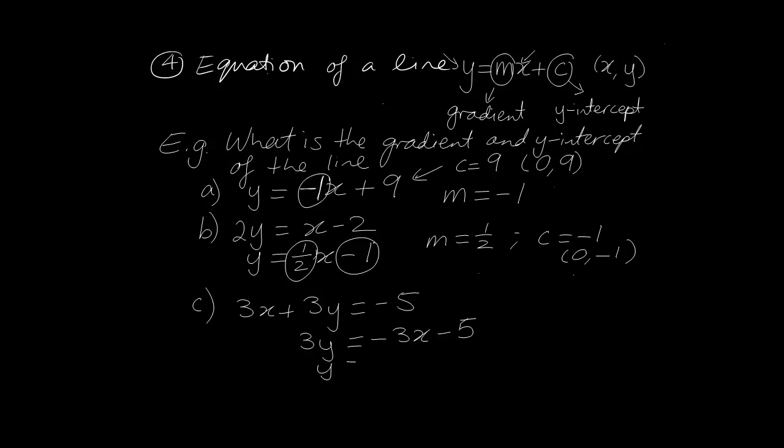So y would have to be negative 3 divided by 3 is going to be negative 1, so it's negative x. Okay, and then negative 5 divided by 3 will be negative 5/3. Right? So again, remember this is like a magic 1 here that has appeared. Your gradient of this line is going to be negative 1. And your c value is negative 5/3, which means that your graph will cut the y-axis at 0, negative 5/3.